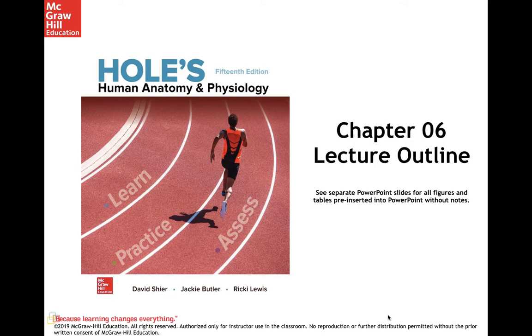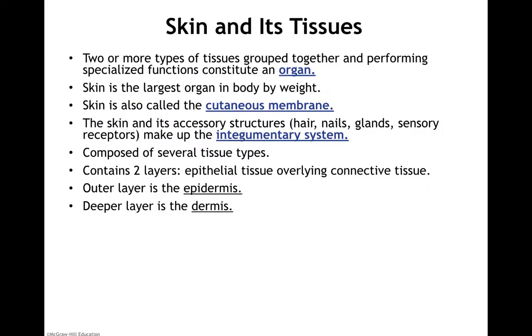Lecture on Chapter 6, the skin, more correctly, the integumentary system. So the skin in the integumentary system is made up of skin and its tissues. And again, just a reminder, two or more tissue types grouped together performing a specialized function are an organ. So the skin is, by definition, an organ. In fact, it is the largest organ in your body, at least by weight.